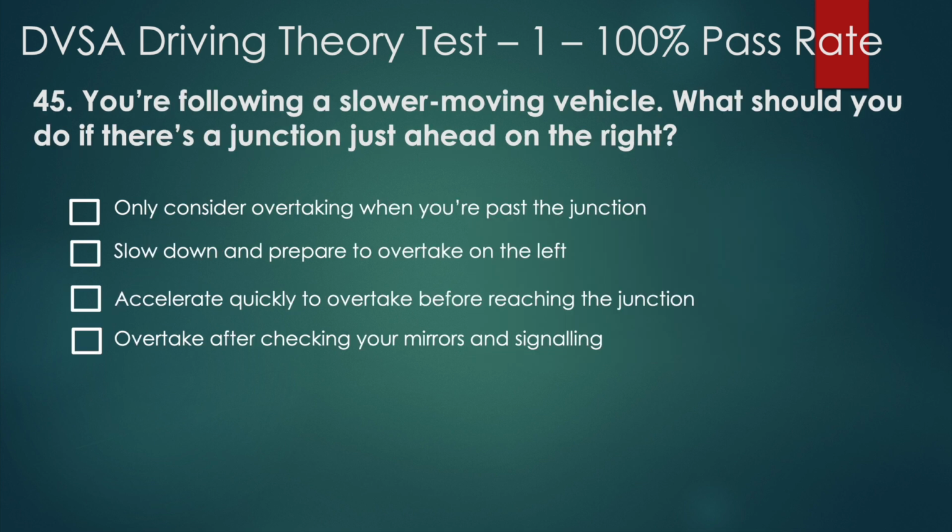45. You are following a slower moving vehicle. What should you do if there is a junction just ahead on the right? A. Only consider overtaking when you are past the junction. B. Slow down and prepare to overtake on the left. C. Accelerate quickly to overtake before reaching the junction. D. Overtake after checking your mirrors and signaling. And the answer is A. Only consider overtaking when you are past the junction.